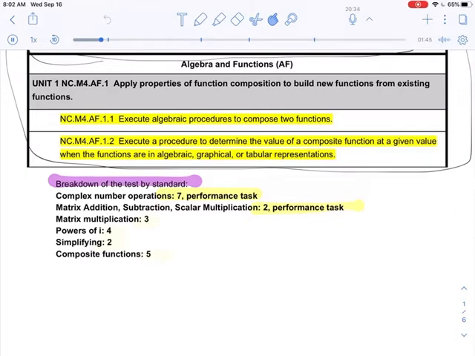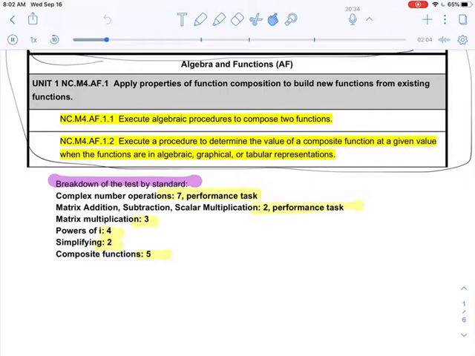And then matrix multiplication, there are 3 questions on the test. Powers of i, which we're going to talk about, there are 4 questions on your test. Simplifying, there are 2 questions about that on your test. And then composite functions, there are 5 questions on your test relating to composite functions.